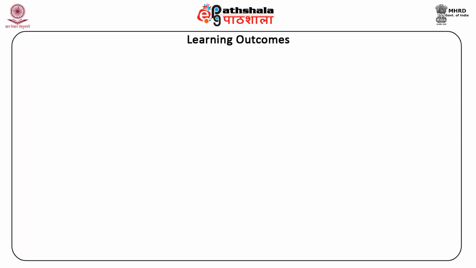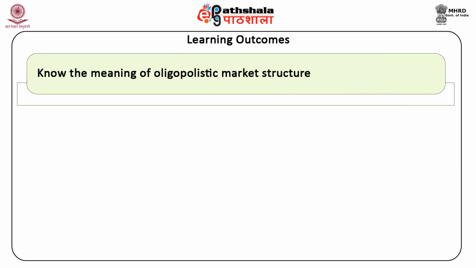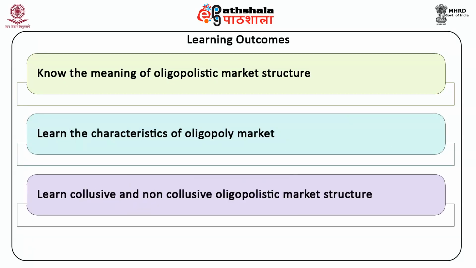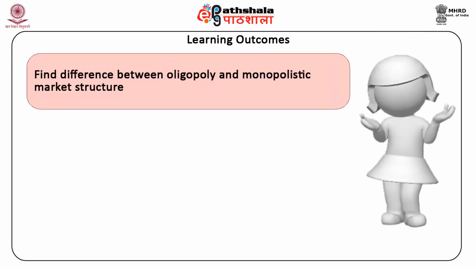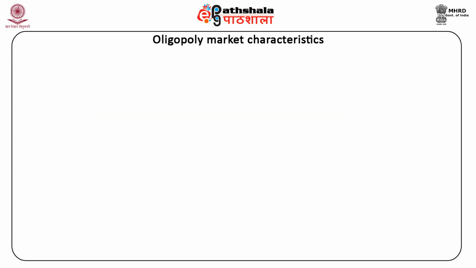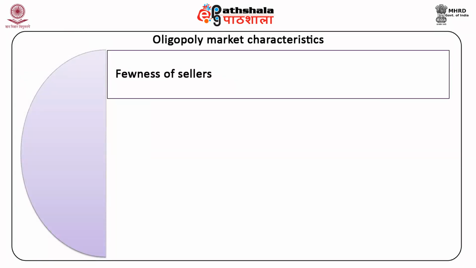After studying this module, you shall be able to know the meaning of oligopolistic market structure, learn the characteristics of the oligopoly market, learn collusive and non-collusive oligopolistic market structures, find out the difference between the oligopoly market and monopolistic market structure, and evaluate the demand curve and pricing decision of the oligopoly market players. Now, we shall study the various characteristics of the oligopoly market. In addition to fewness of sellers, the following are the common characteristics of oligopolistic industries.